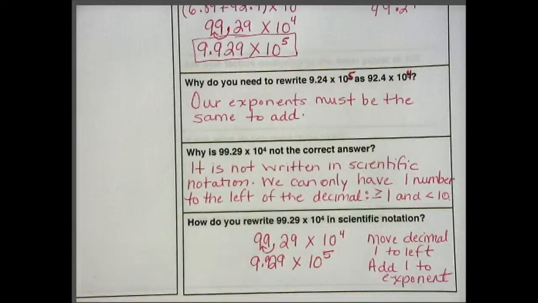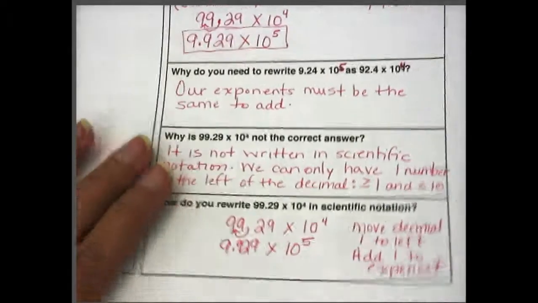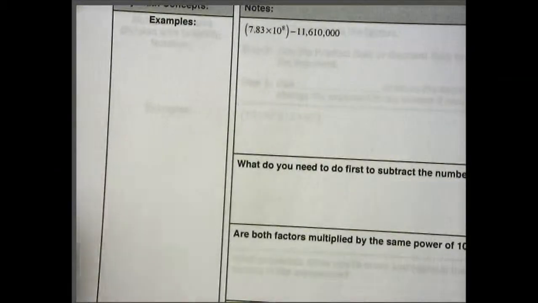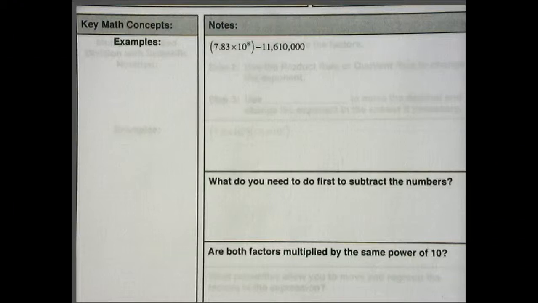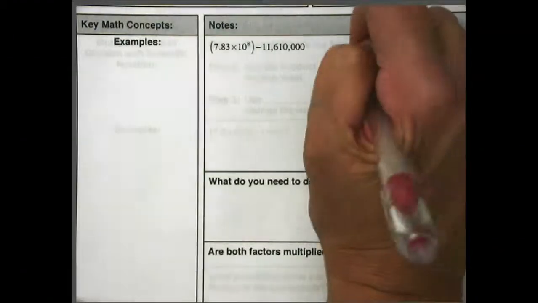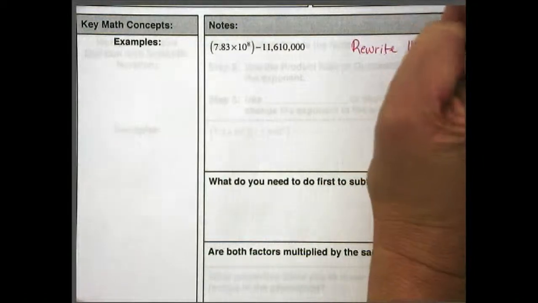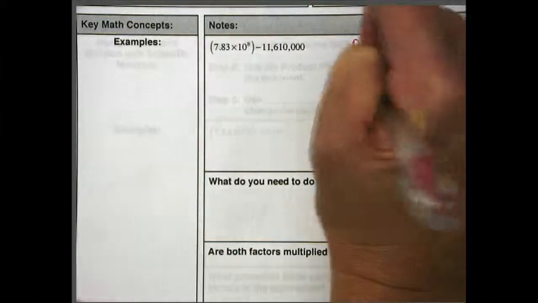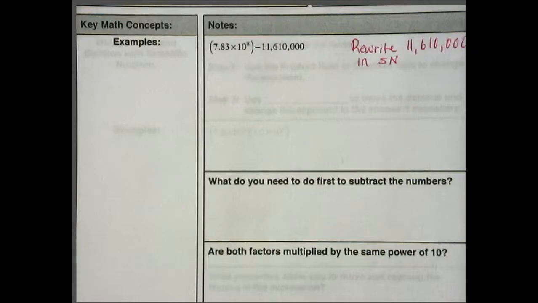Let's continue on with some examples just to help us to practice and see if we can figure some of this out. All right, let's take a look at the next example. 7.83 times 10 to the eighth minus 11,610,000. Well, the first thing I have to do here is I need to rewrite 11,610,000 in scientific notation. I'm just going to write SN for scientific notation.